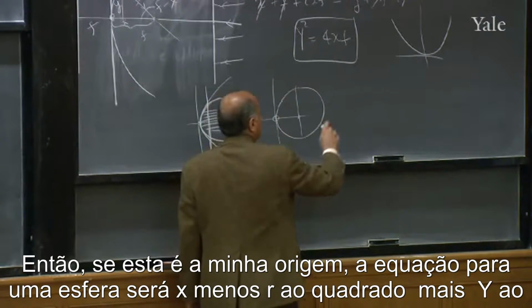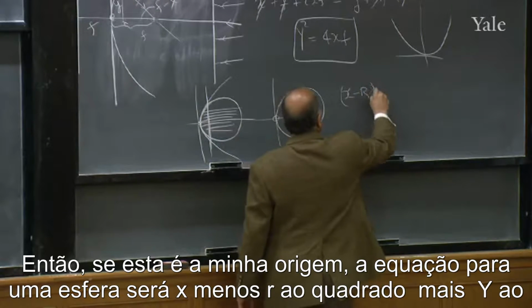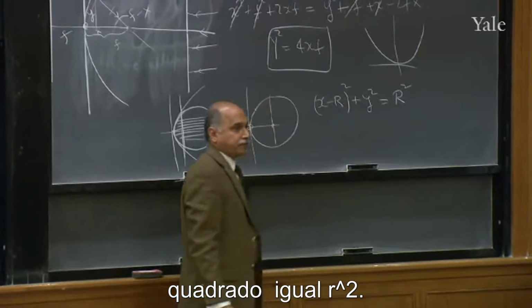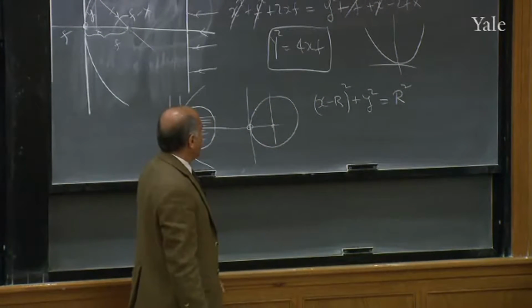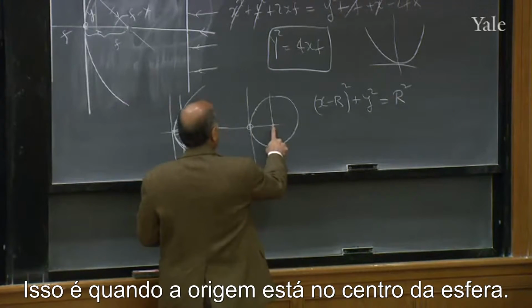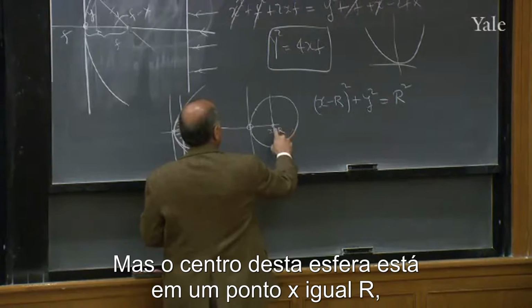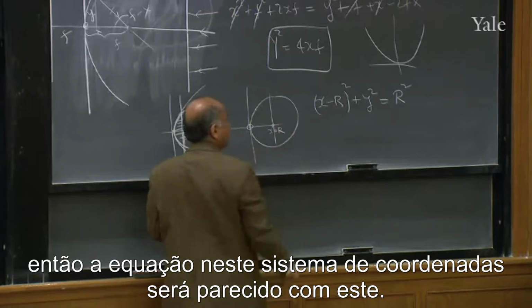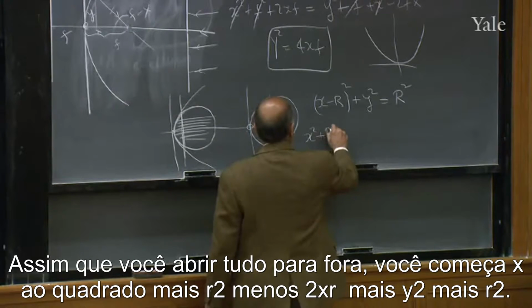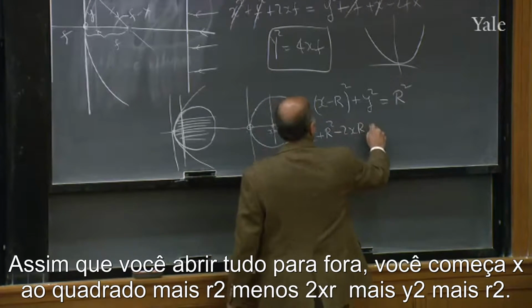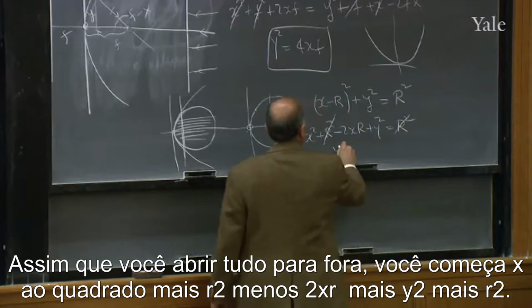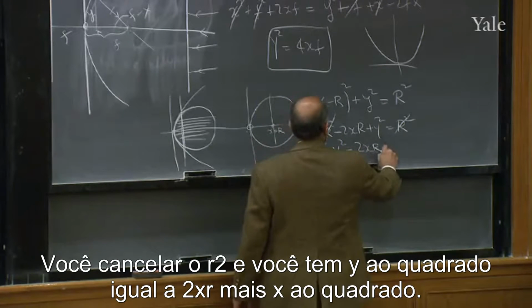Then if this is my origin, the equation for a sphere will be (x minus r) squared plus y squared equal to r squared. See, normally it's x squared plus y squared equal r squared, right? That's when the origin is at the center of the sphere. But the center of this sphere is at a point x equal to r, so the equation in this coordinate system will look like this. So you open everything out, you get x squared plus r squared minus 2xr plus y squared equal r squared. You cancel the r squared, and you get y squared equal to 2xr minus x squared.